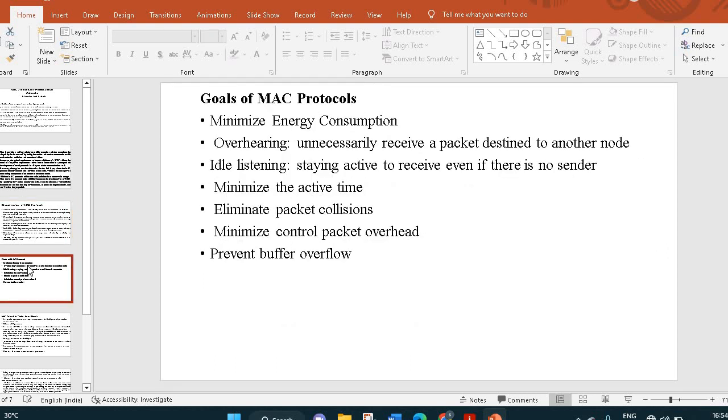Goals of MAC protocols: minimize energy consumption, overhearing, which is unnecessarily receiving a packet destined to another node, and idle listening, which is staying active to receive even if there is no sender; minimize the active time, eliminate packet collisions, minimize control packet overhead, and prevent buffer overflow.